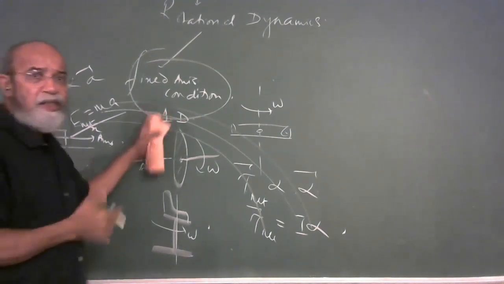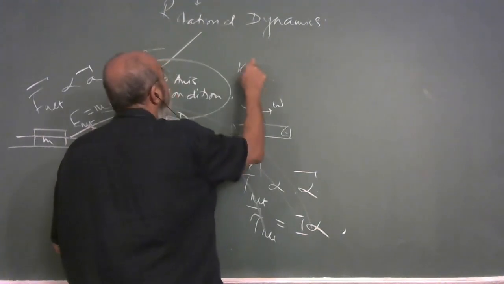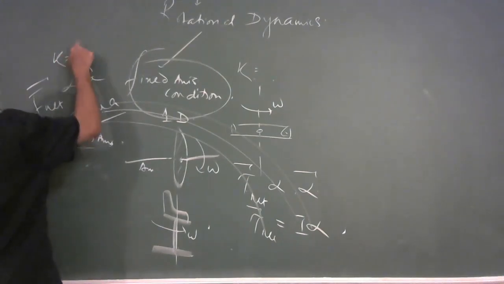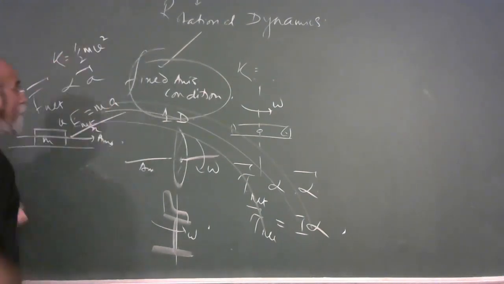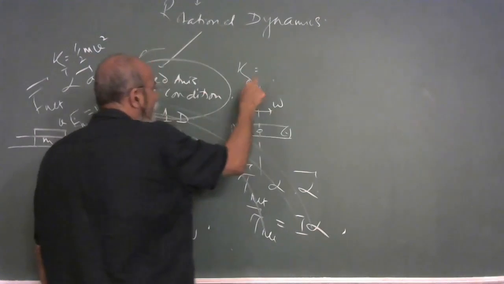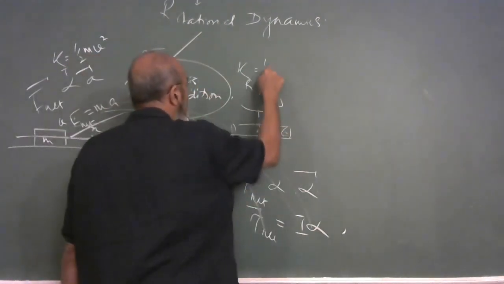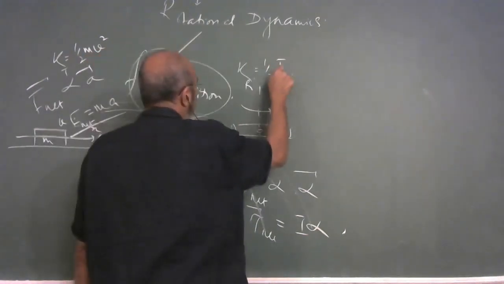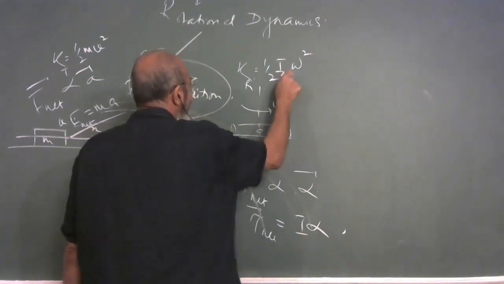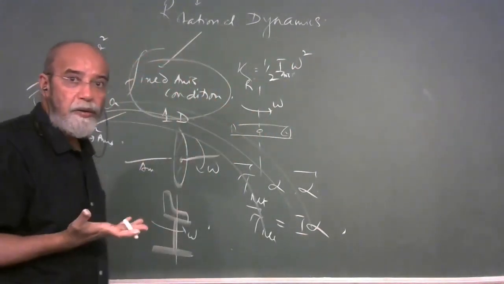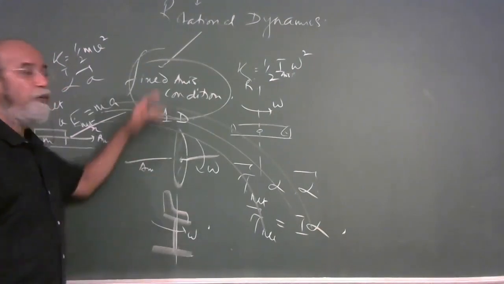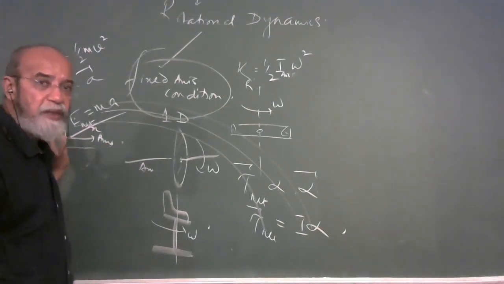Kinetic energy, fixed axis conditions. Moving along this, kinetic energy at any instant. Translational or rotational kinetic energy, fixed axis condition, half I omega squared, I about x. Analogous. So simple. Fixed axis. Just direct analogies.